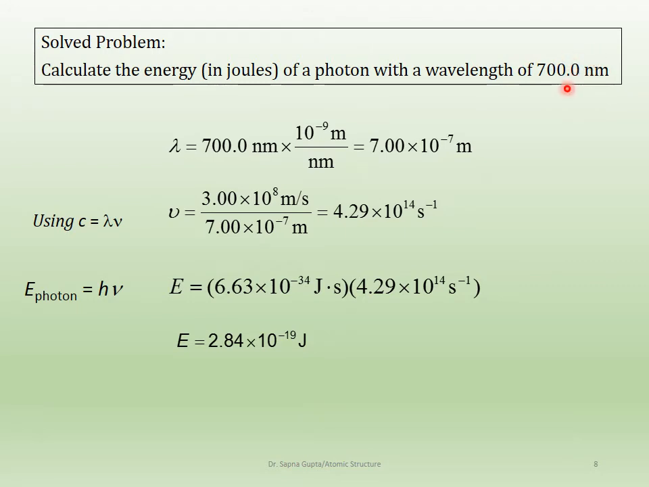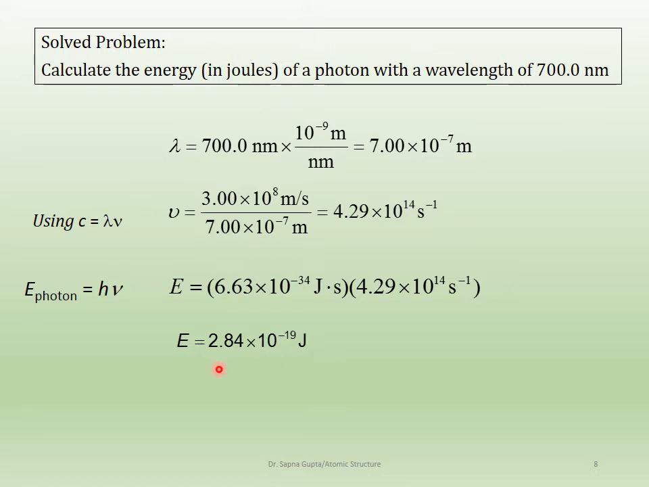wavelength over here, which is 700 nanometers, convert that into meters, use this equation that we used before where the speed of light is equal to lambda nu, and calculate the frequency. Because for calculating how much energy there is in that particular photon, you will need to use Planck's constant, which requires frequency. So you calculate frequency from c equals lambda nu. Once you have that, you multiply that by Planck's constant and you get this energy.